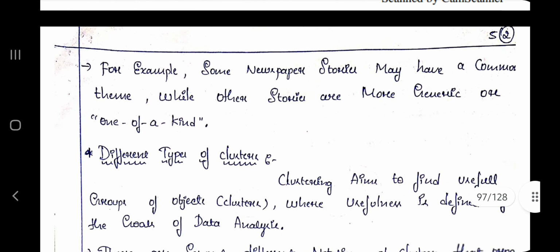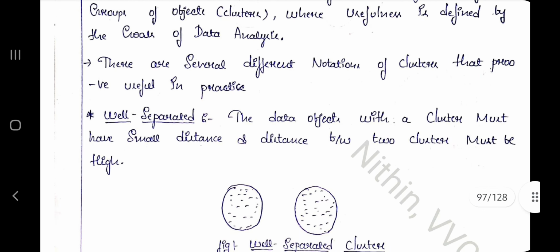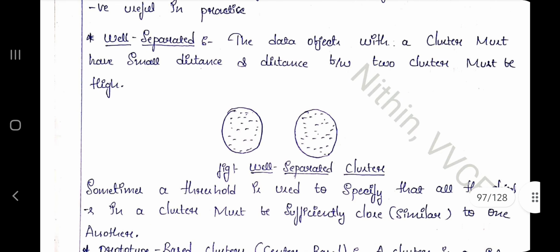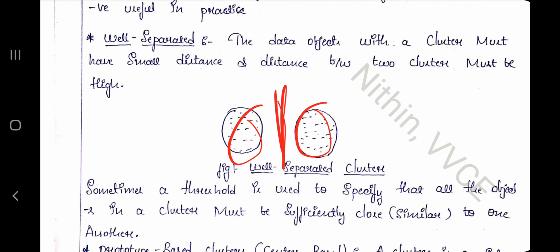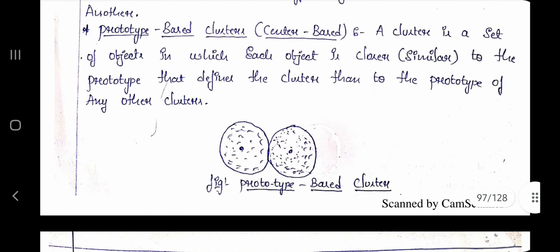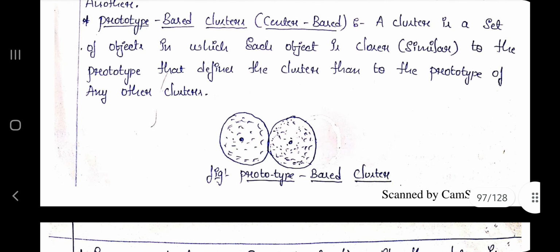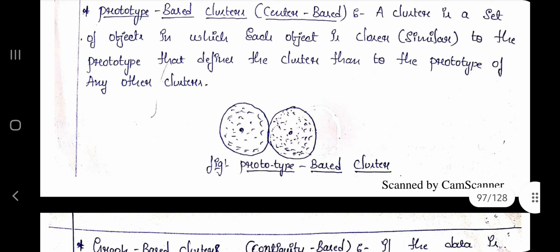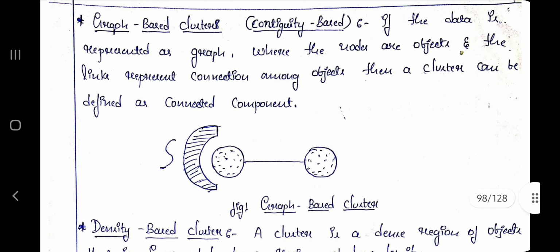If they ask you about different types of clusters, at that time what you have to write is, first, well separated clusters, which means there is a separation and a space between them, and they are densely classified. The second one is prototype based or center based. Center based means there will be a center, and whatever is close to the center will be assigned to that cluster. That is known as prototype based or center based on similarities.